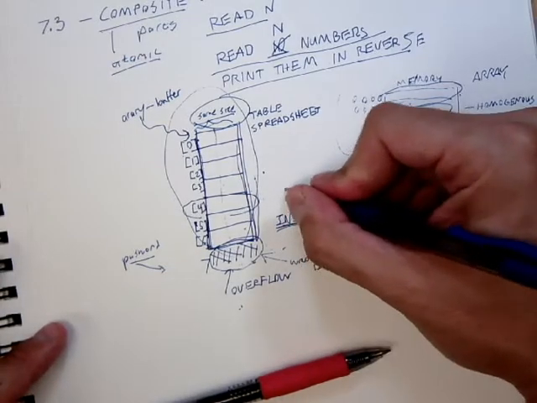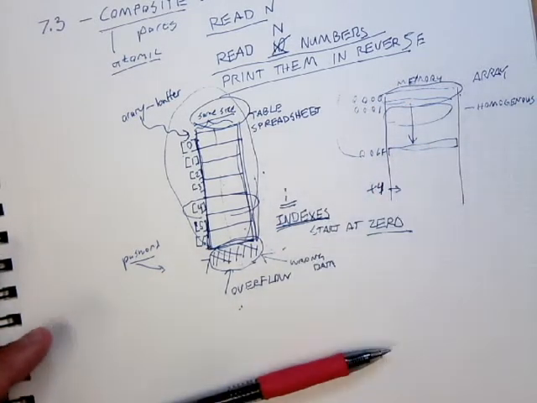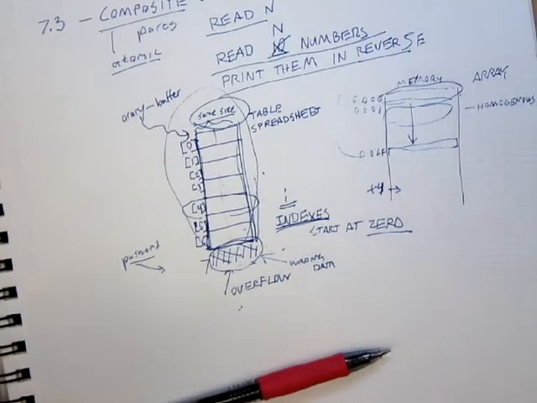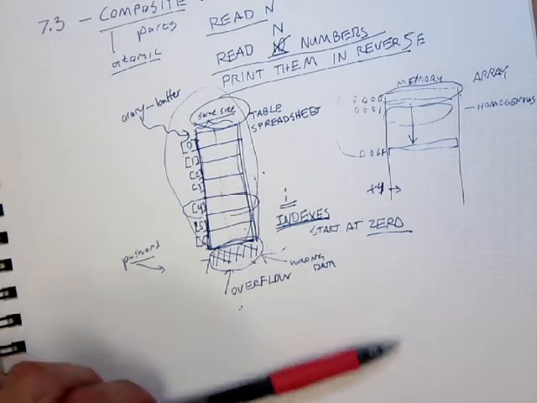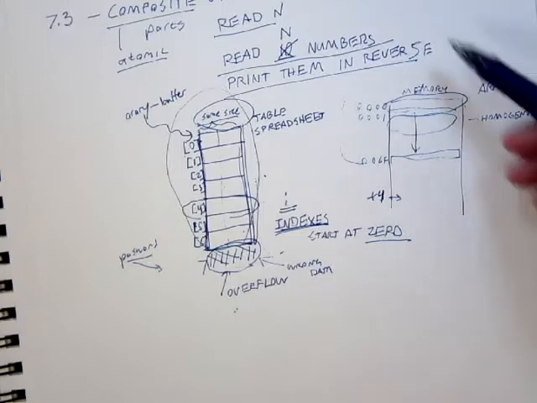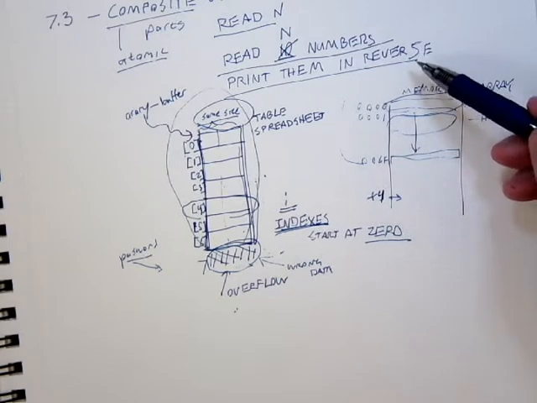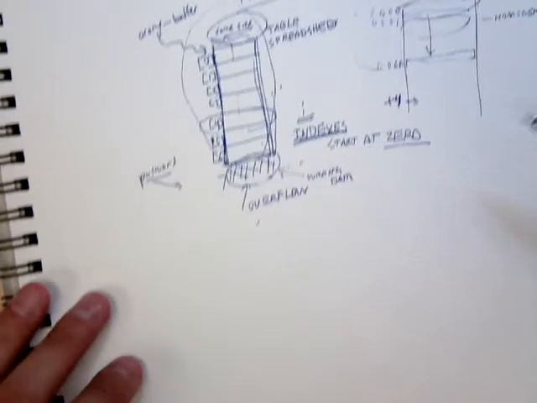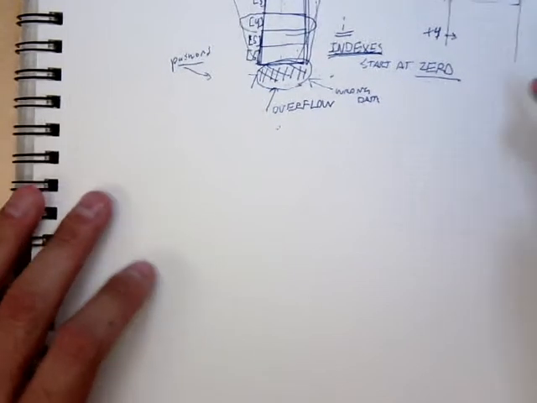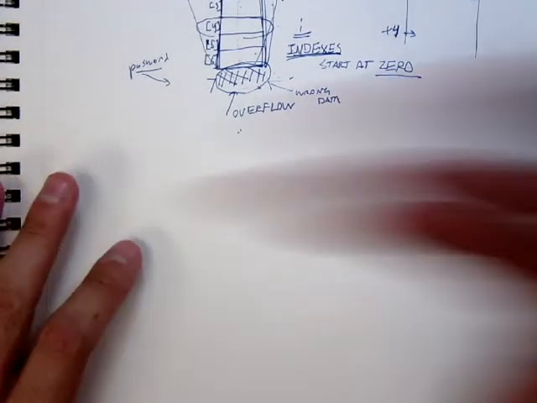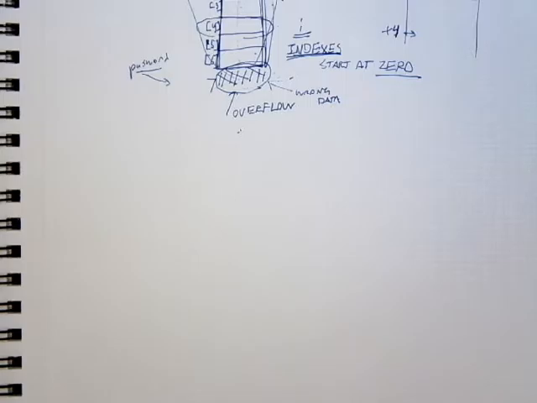Generally we use the variable i to indicate an index. So, if you wanted to imagine a piece of code that does what I said, read n numbers and print them in reverse, let's try to think about how we do that in pseudocode, although your book presents this pretty quickly.